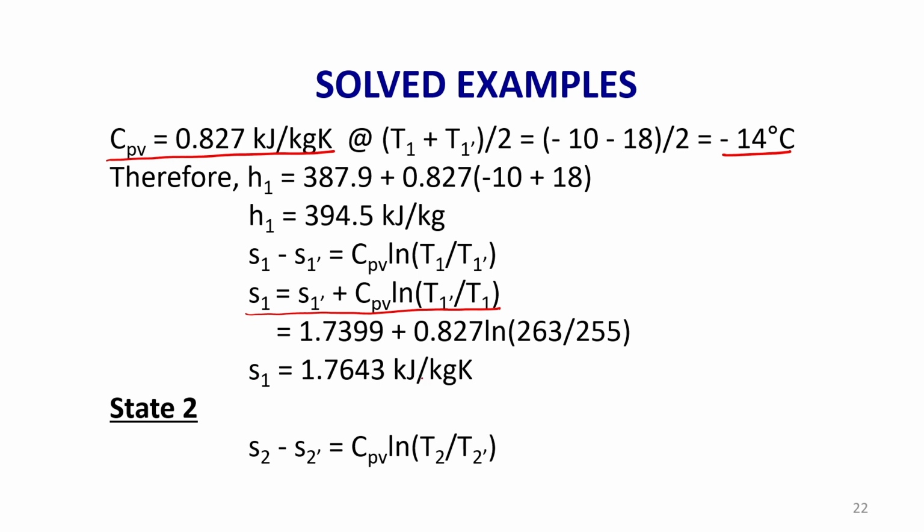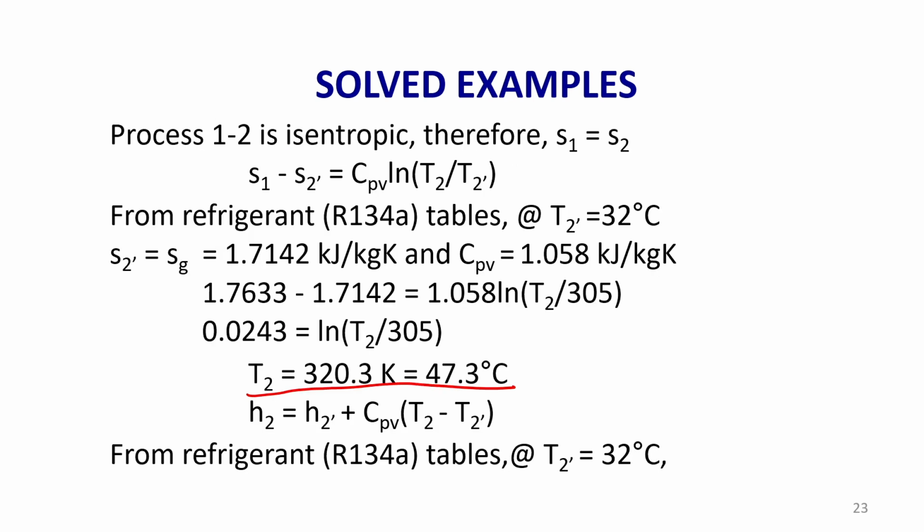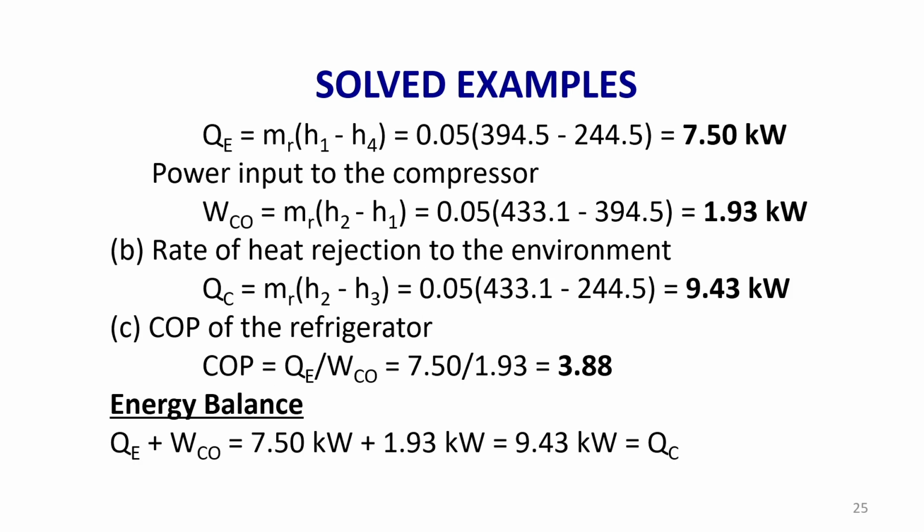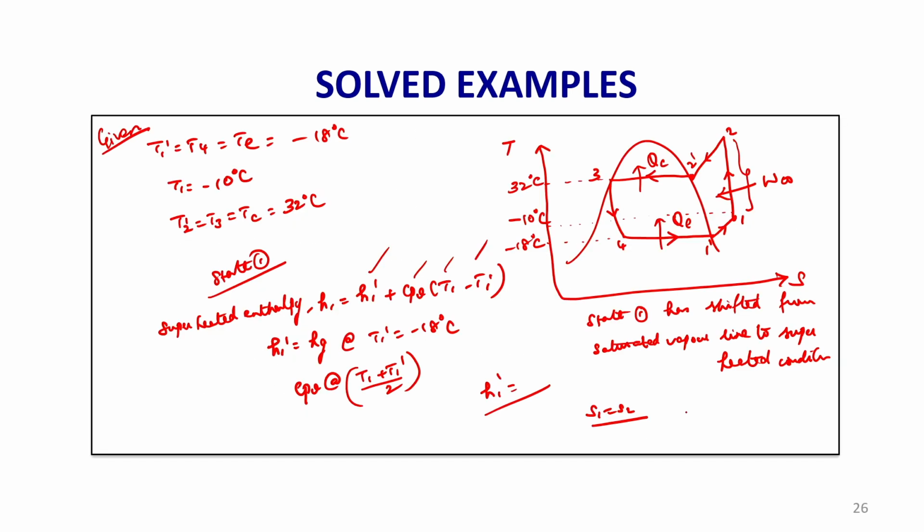Find out entropy. Entropy at 1 is equal to entropy at 2, and so S1 minus S2 dash is equal to Cp of vapor into ln of T2 by T2 dash. The new value of temperature 2 is 47.3 and not 39.5, because the inlet temperature has changed. Inlet temperature is not minus 18, it is minus 10. From T1 to 2 only the compression starts. It does not start from 1 dash.